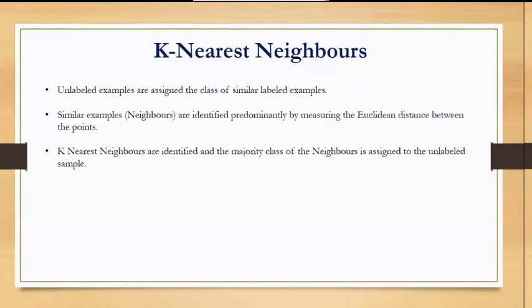We'll start with K-Nearest Neighbours. In this classification technique, the unlabeled examples are assigned the class of similar labeled examples. Similar labeled examples, or neighbors, are identified by measuring the Euclidean distance between the points.